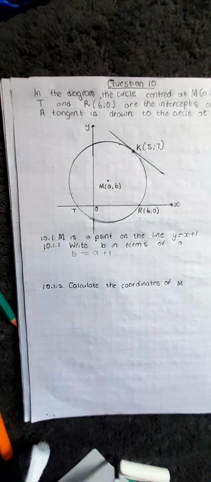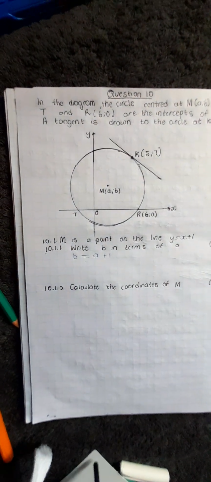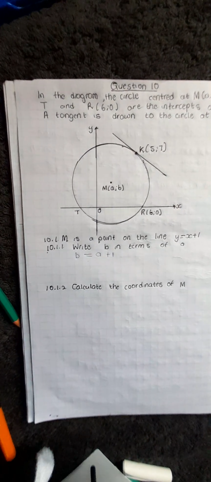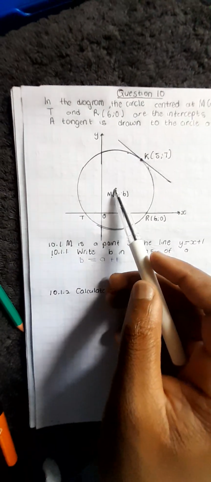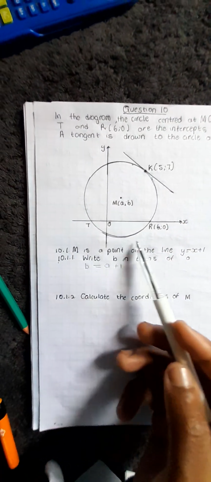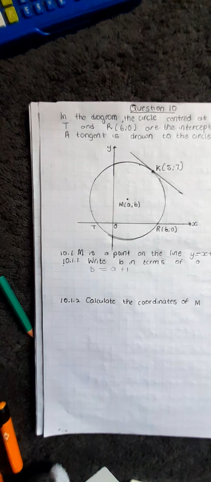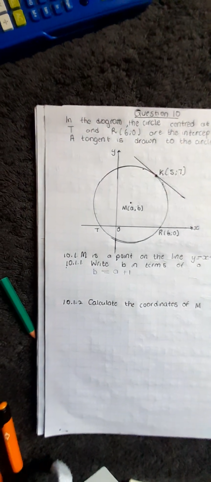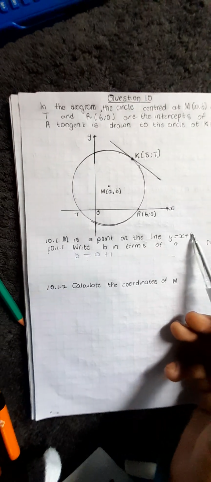It's 5 marks. The coordinates of M are the coordinates of the center of the circle which you are given. What can we do with what we are given? We don't have the length of the radius, because this is a circle. We also don't have the equation of the circle. But what we have is this equation, which we are given. Then also, maybe we can find the equation of this line.